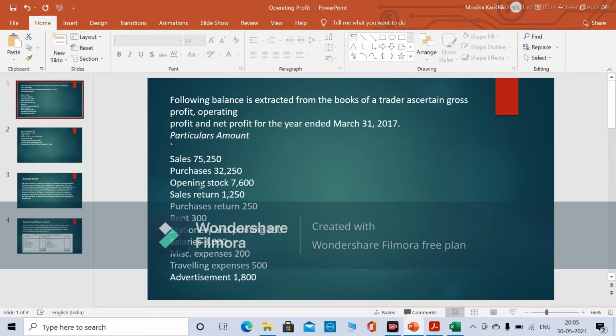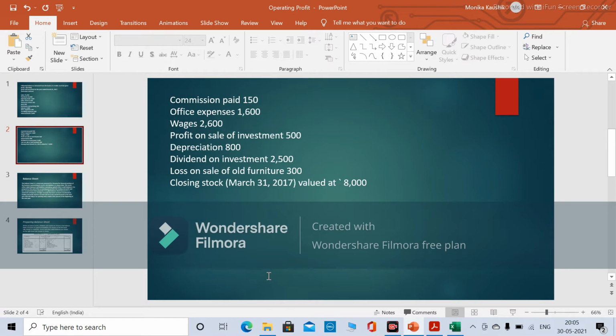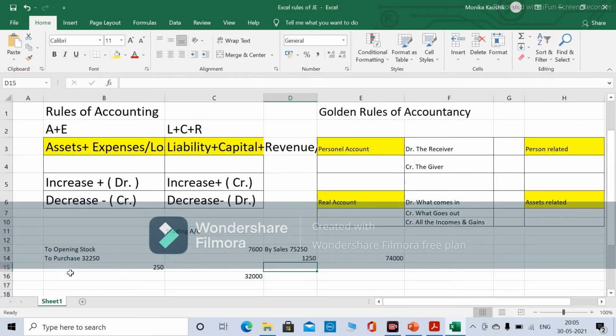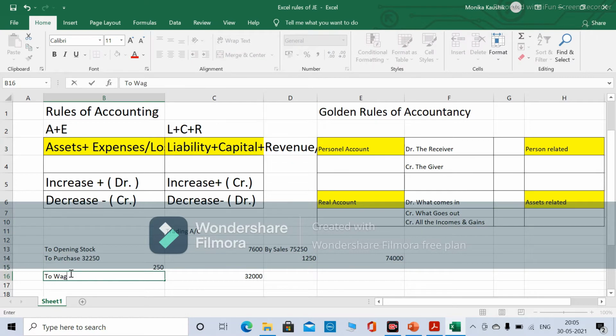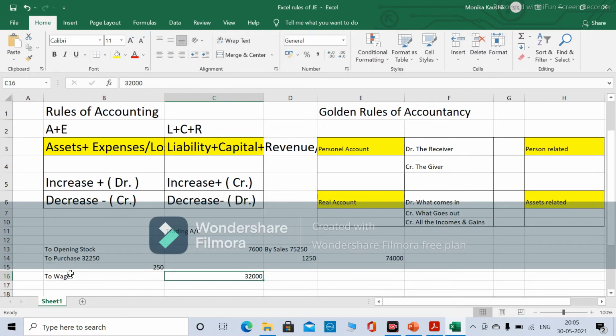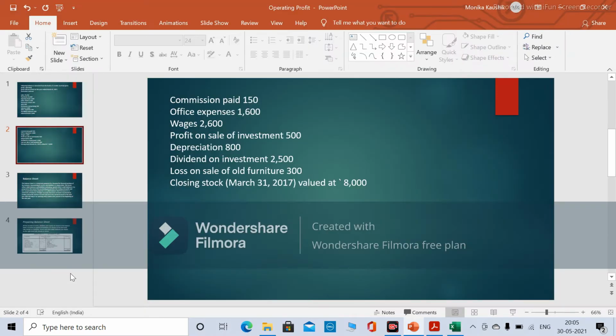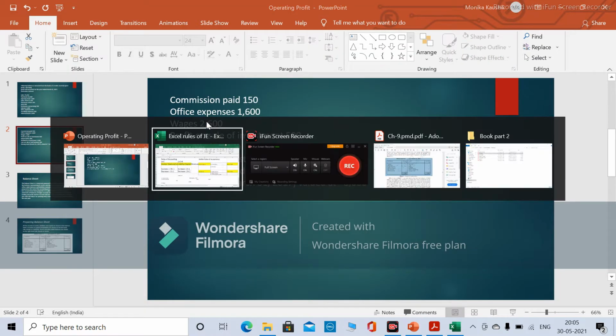Now sales done, purchase done, opening stock, sales return, purchase return. All these are trading account items. Rent, stationery, office expenses will go in the profit and loss account. Now see wages. Wages are direct expenses, so we'll have to enter it here. To wages 2600.